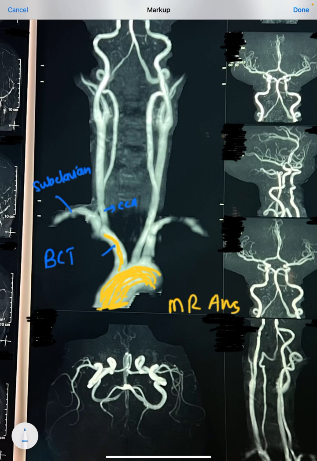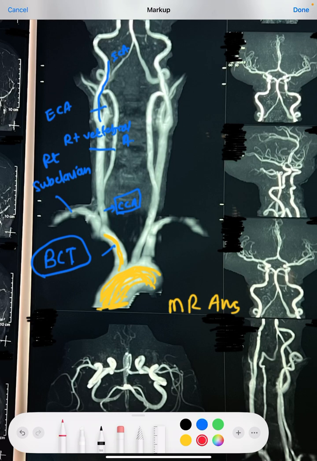So this is the right subclavian artery and this is the common carotid artery, and this common carotid artery then gives this ICA, that is internal carotid artery, and this ECA, that is external carotid artery, and this right subclavian artery gives the branch which is the right vertebral artery. This is the right vertebral artery. So this is the arch of aorta with the brachiocephalic trunk giving these branches which I told just now.